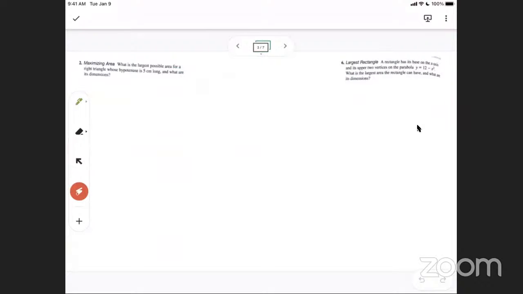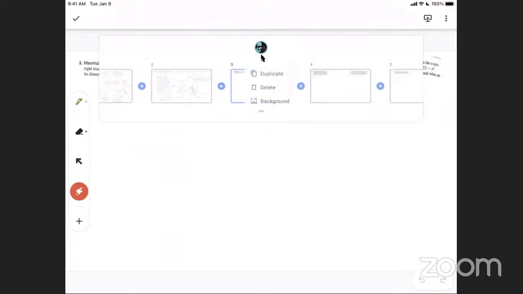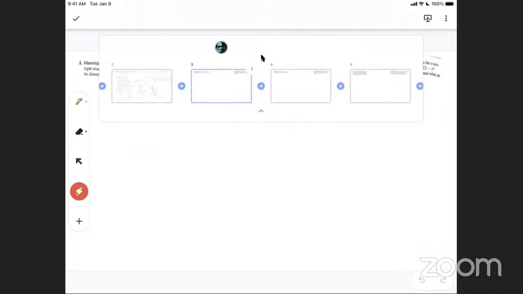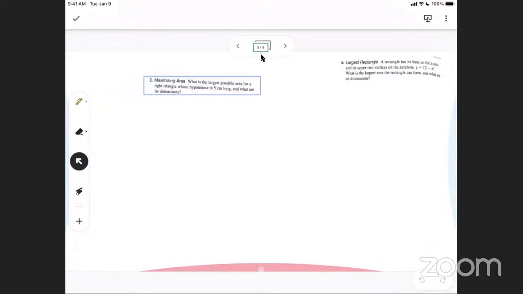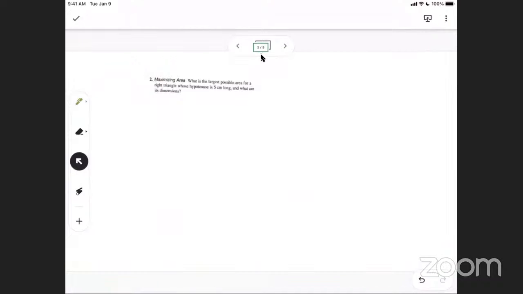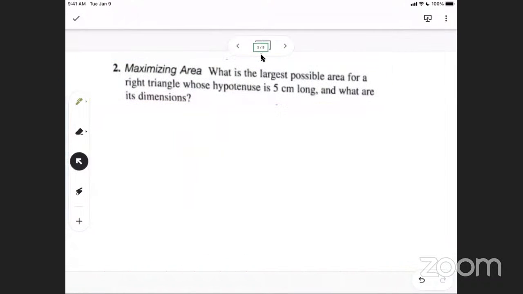Good question. All right, what is the largest possible area for a right triangle whose hypotenuse is 5 centimeters long, and what are the dimensions? All right, I'm going to make this two different, if that's okay with you. I'm going to duplicate it and make it a little bit bigger. I'm going to delete that one and make this bigger.